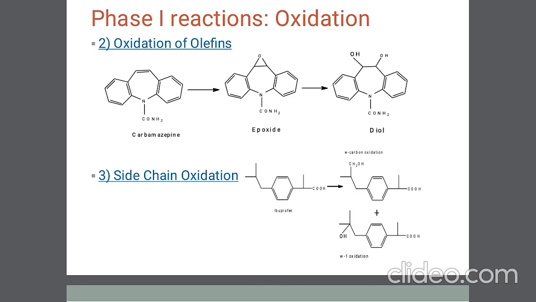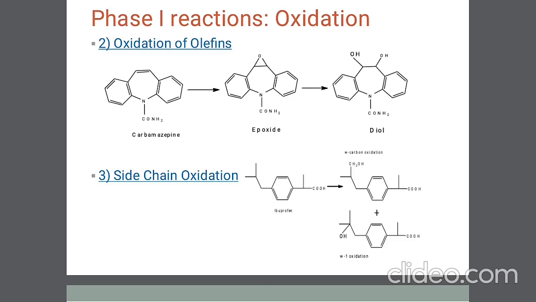So it will exclude the aromatic rings, and the first metabolite you will get is at the double bond, the olefinic bond. Carbamazepine will form an epoxide, with oxygen added on the double bond of the central ring, and the epoxide will be further converted into the diol.